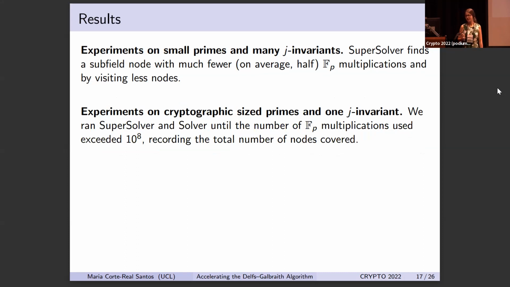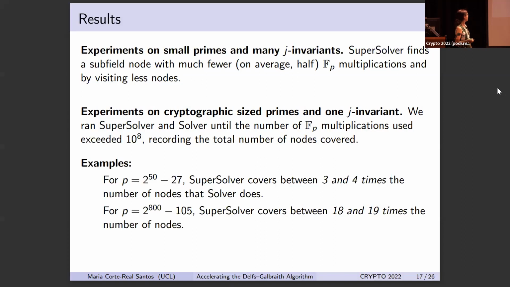And then we ran some experiments on cryptographic size primes. We ran SuperSolver and Solver until the number of FP multiplications used exceeded 10 to the 8, because you can't actually solve these instances, otherwise it wouldn't be secure. But we ran it until the multiplications got to 10 to the 8 and just recorded how many nodes in the graph are covered. So this is both the nodes that you step on and the nodes that you scan using fast subfield root detection.